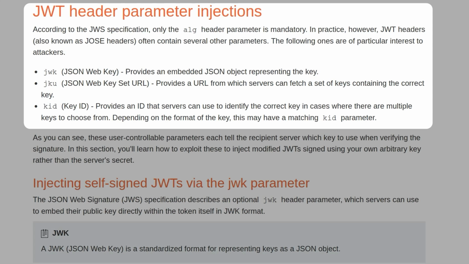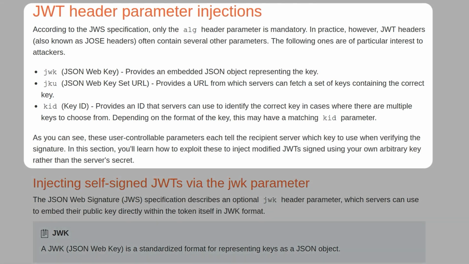The kid is the key ID, and it provides an ID that servers can use to identify the correct key in cases where there are multiple keys to choose from. Depending on the format of the key, this may have a matching kid parameter. As you can see, these user-controllable parameters each tell the recipient server which key to use when verifying the signature. In this section, we'll learn how to exploit these parameters to inject modified JWTs signed using your own arbitrary key rather than the server's secret.